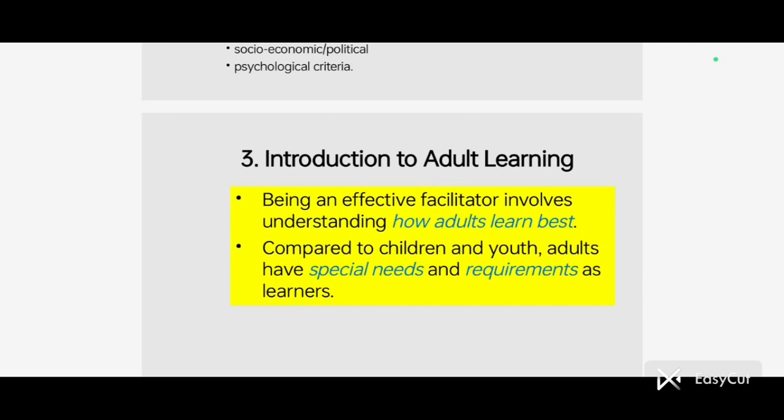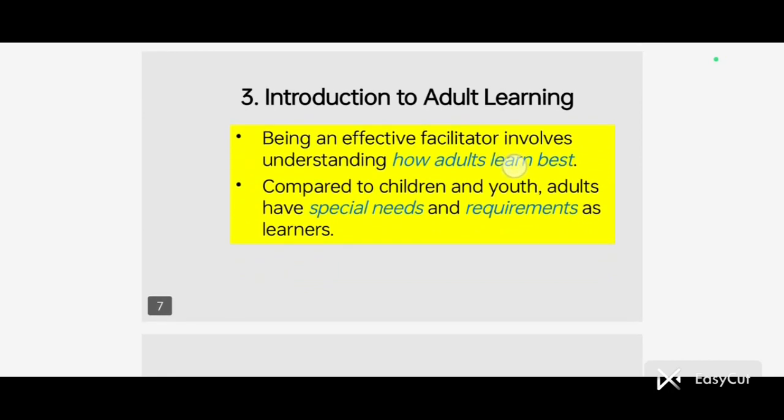Okay, now let us move to the third content of this video, that is introducing adult learning. We have defined what adult and adulthood mean. Therefore, now we can also define what adult learning means. Adult learning, in a brief way of expressing, is the learning program that is planned for adults, that means for those people who are named adults.